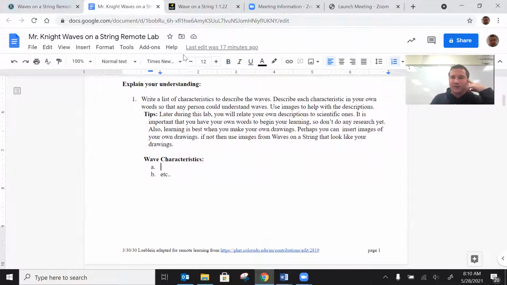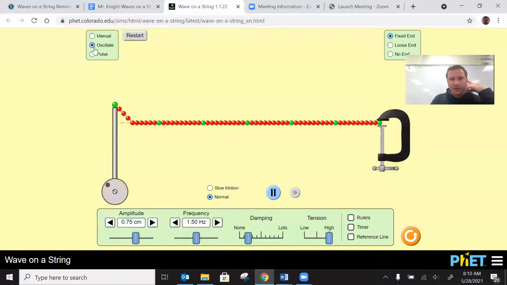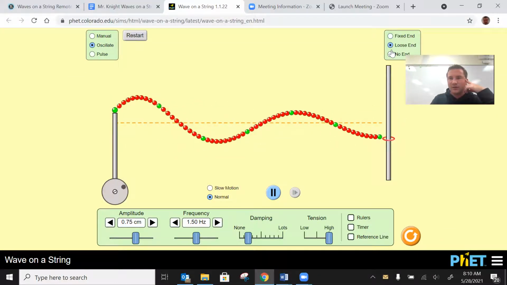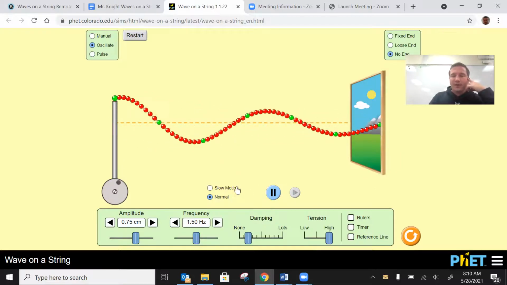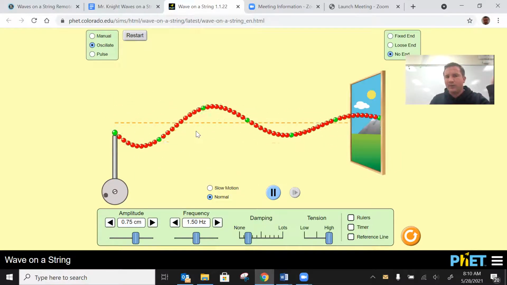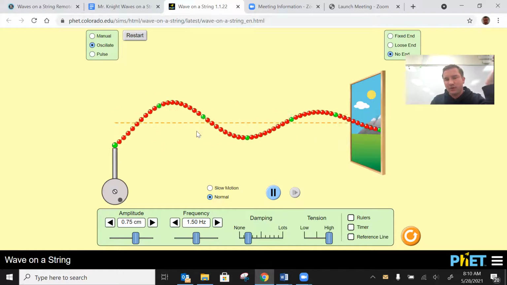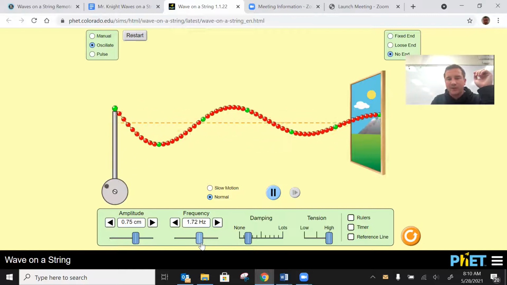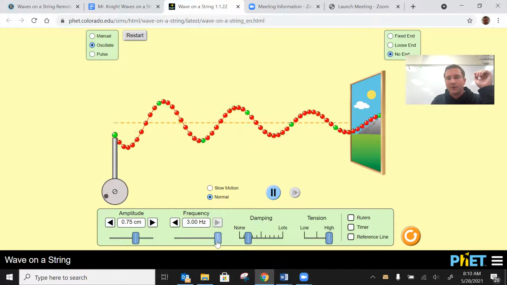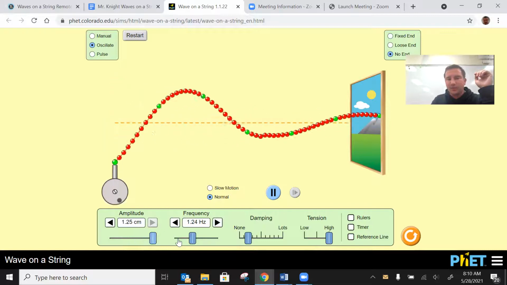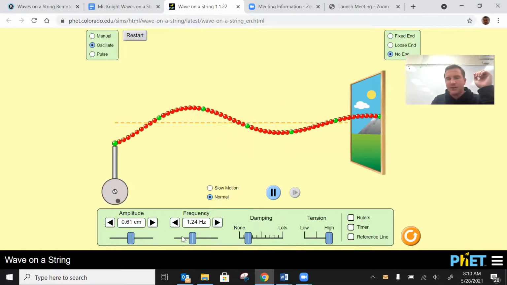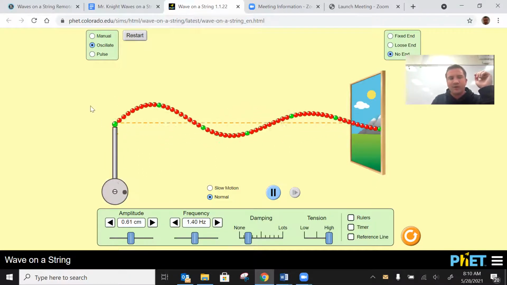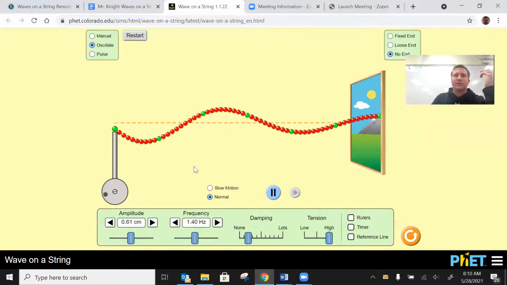So wave characteristics, right? If I look at this and I press oscillate here, I actually think loose end, no, let's go no end. No end is the best for this. But what can we describe about the waves, right? What are some things that we could talk about? Now, there's things at the bottom that we could change. We could increase frequency. We could increase amplitude. So there are some things that maybe are more scientific. We could look at damping. We could look at tension, but I'm going to try and use my own words to describe some of these things.